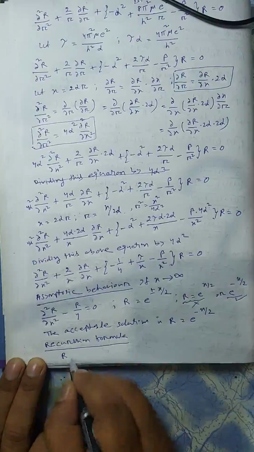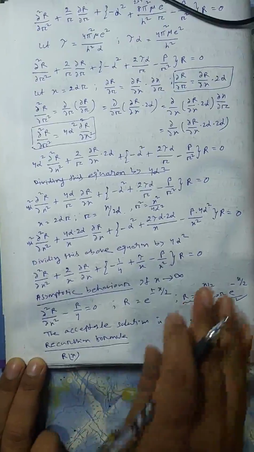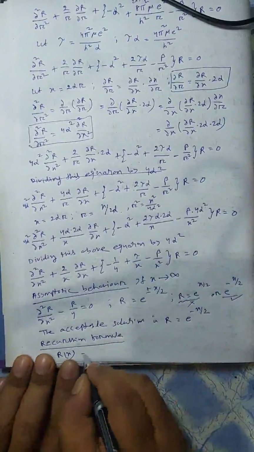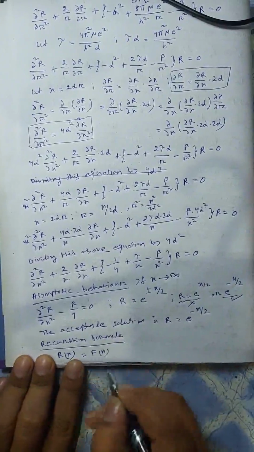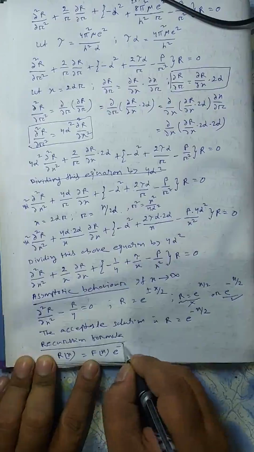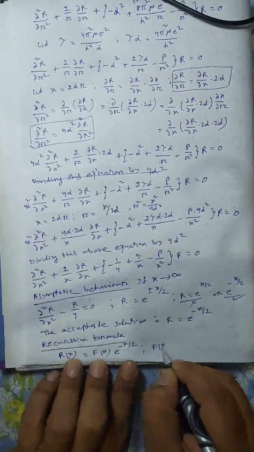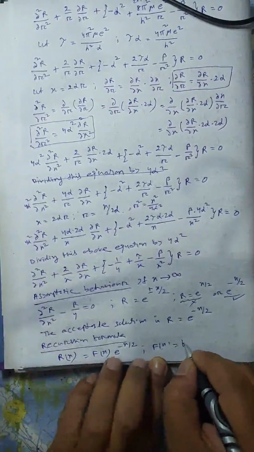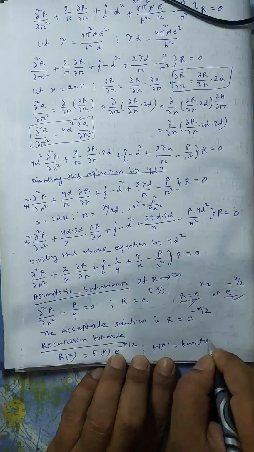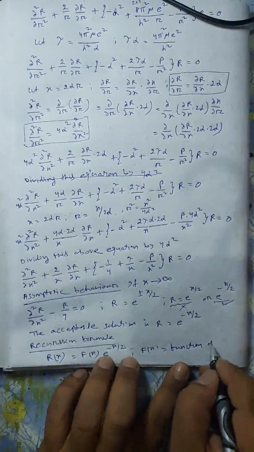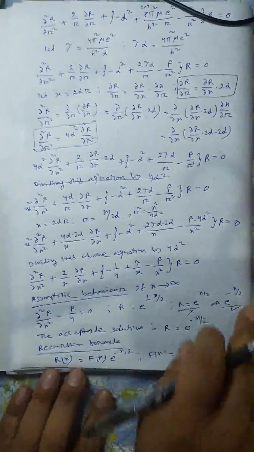Then what is the recursion formula? Now R(x), what should the value be? Now f(x) e to the power minus x by 2, where f(x) is a function of x. So R(x) is equal to f(x) e to the power minus x by 2.